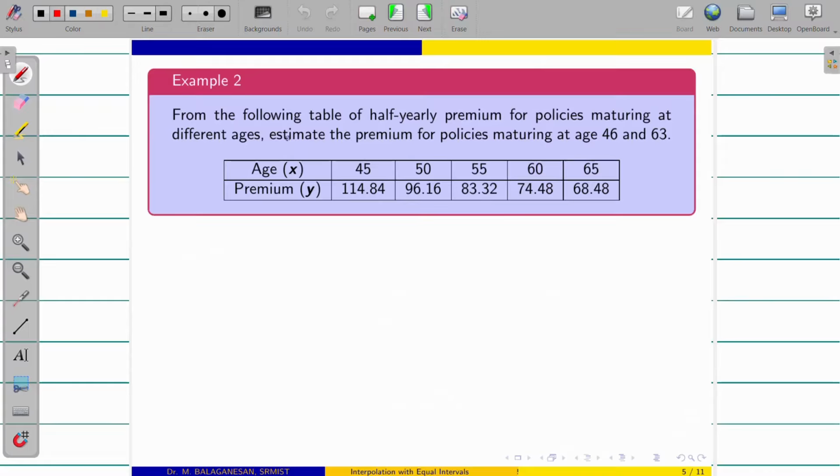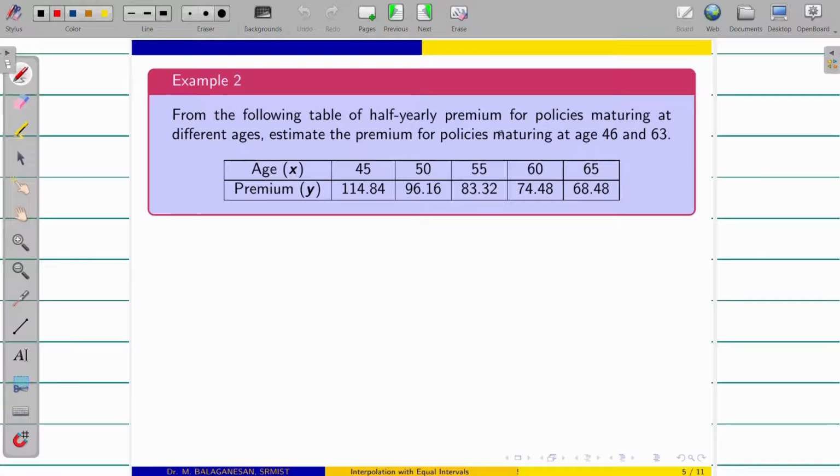Next example. The following table gives a half-yearly premium. As I told you already, it has a major application to find the population size. Not only that, each and every one of us will take policies. Our parents, or you may have some policies. So how do I know how much it's maturing at that age? For that also we can use the concept of interpolation. Interpolation has wide application and plays a major role in day-to-day life.